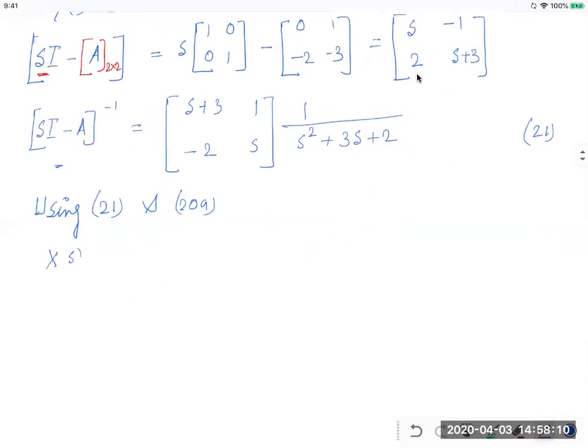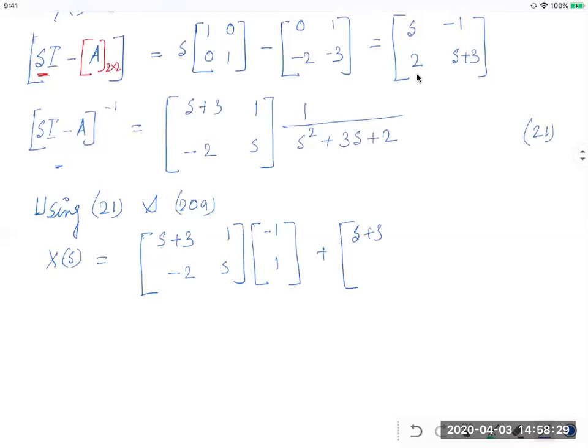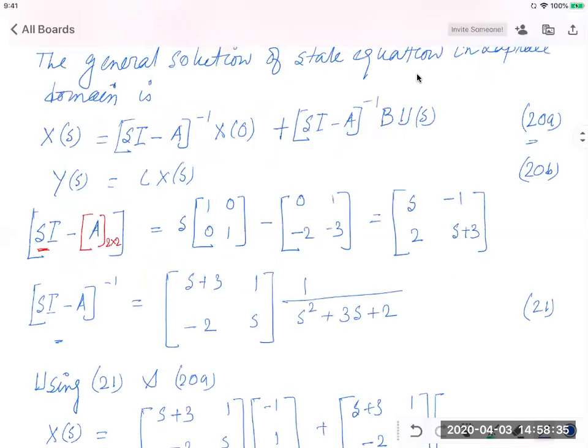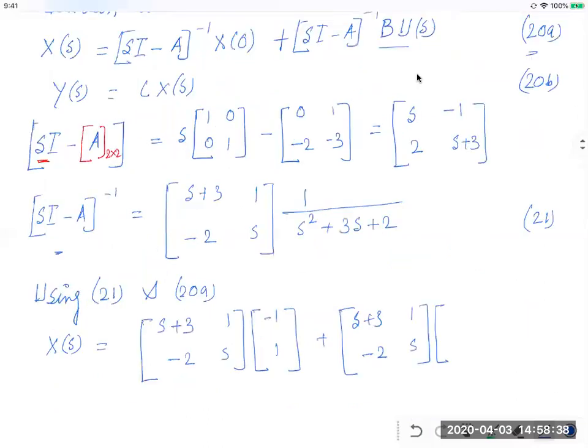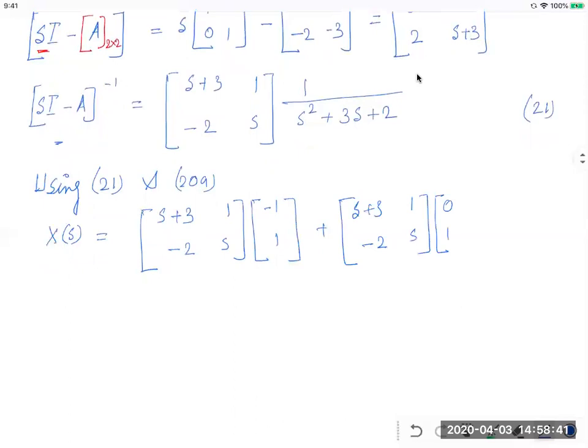X(s) equal to s plus 3, 1, minus 2, s multiplied by 1 1, plus s plus 3, 1, minus 2, s multiplied by B, that is 0 1, and U(s) is 1 by s, and the whole section is divided by s square plus 3s plus 2, this term.